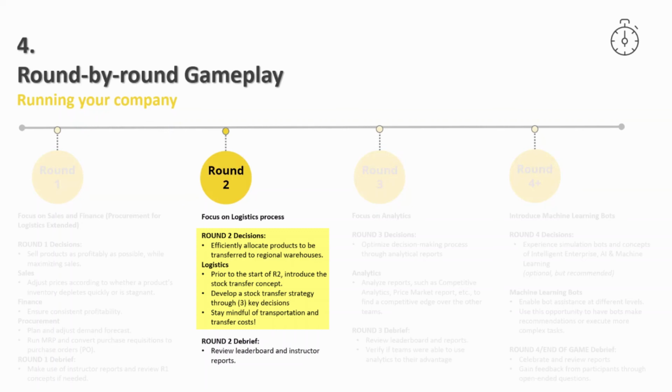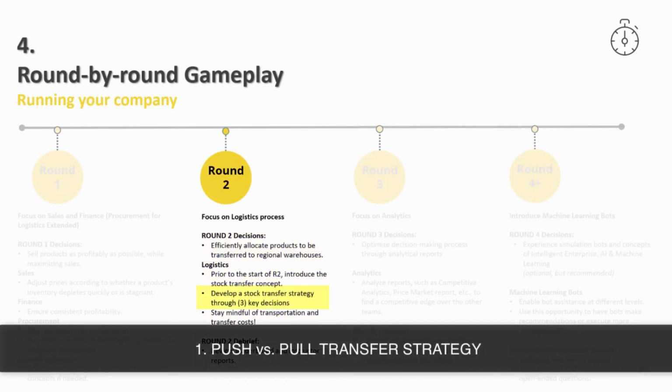Logistics. Before starting round 2, introduce the stock transfer planning transaction and the associated report for the logistics role. The individual responsible for logistics will have control on logistics decisions, but this is a highly collaborative task that cannot be accomplished without communication and coordination within the team. 3 key decisions must be made by each team in regards to their preferred stock transfer strategy.